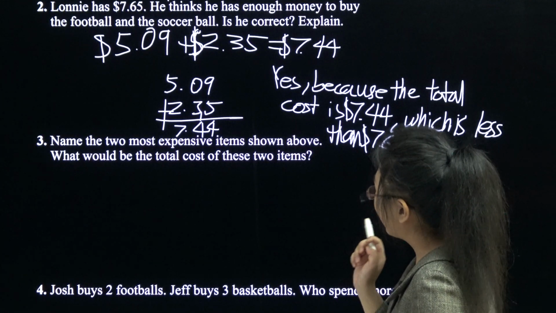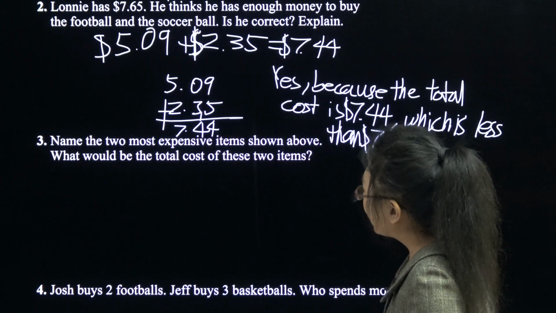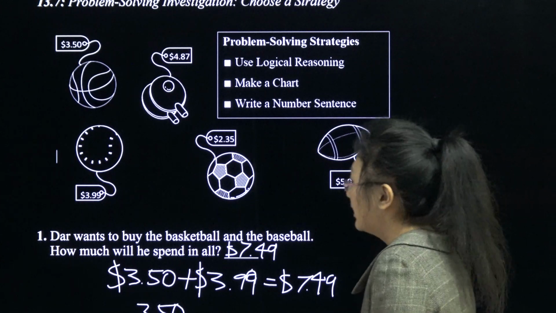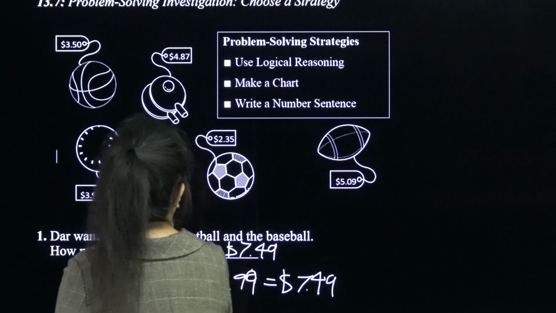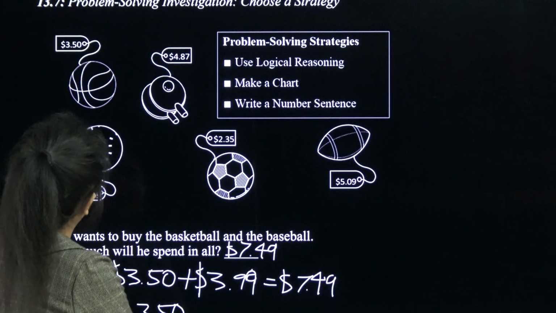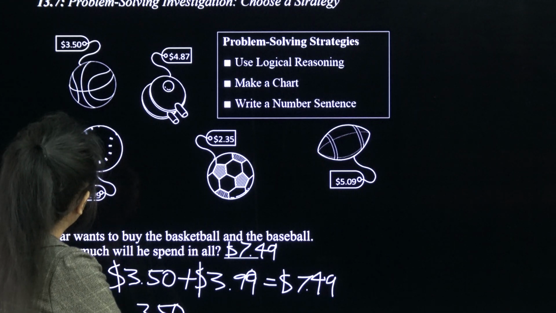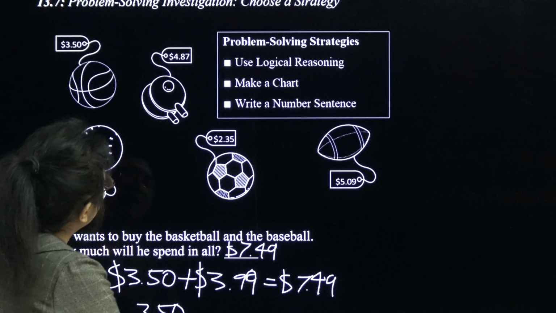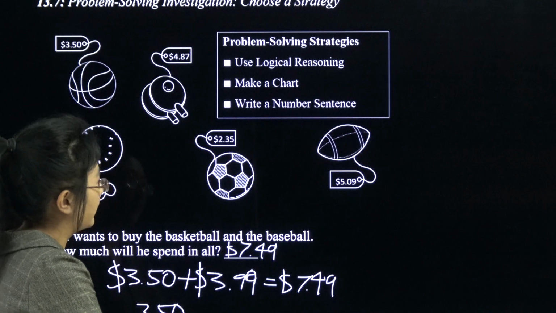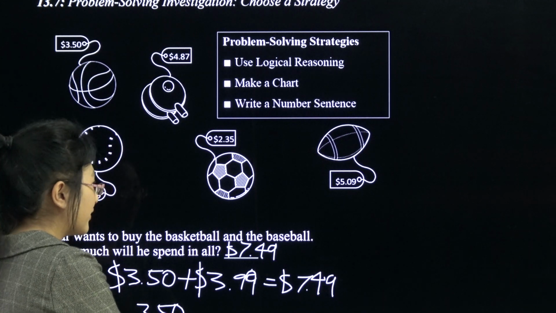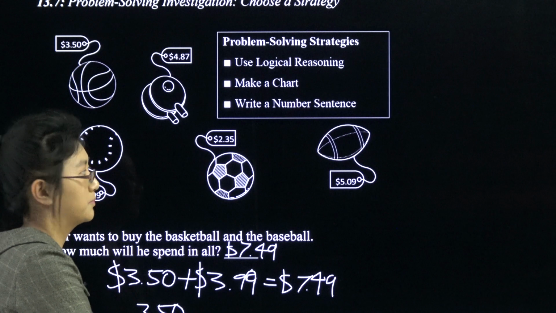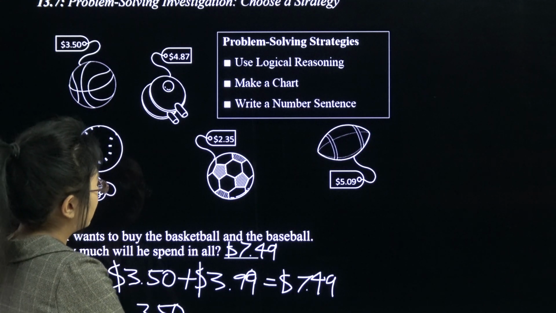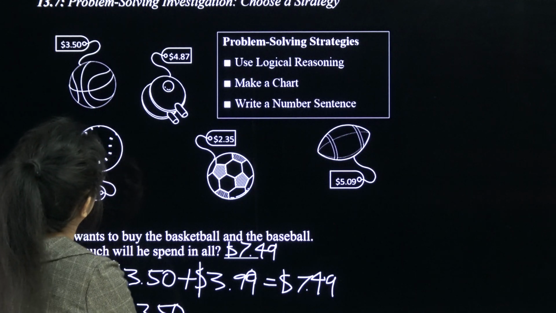Name the two most expensive items shown above. What would be the total cost of these two items? So, okay, I guess we're going to go back up. And let's see. There's an item that is $2, and then there's two items that are $3 something. Then there's a $4 something, and there's a $5 something. 5 is bigger than 4, 4 is bigger than 3, 3 is bigger than 2. So the two most expensive items would be the football and the ping pong balls and rackets.